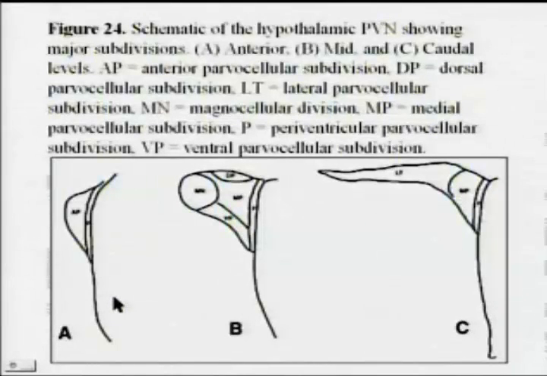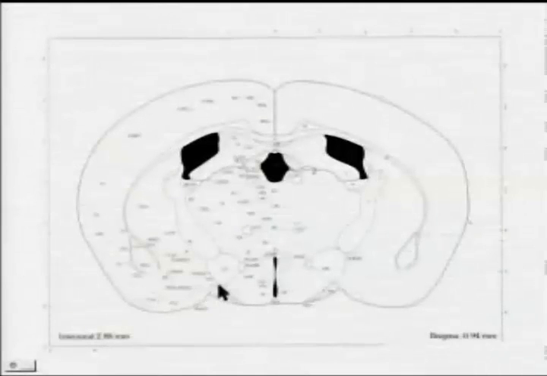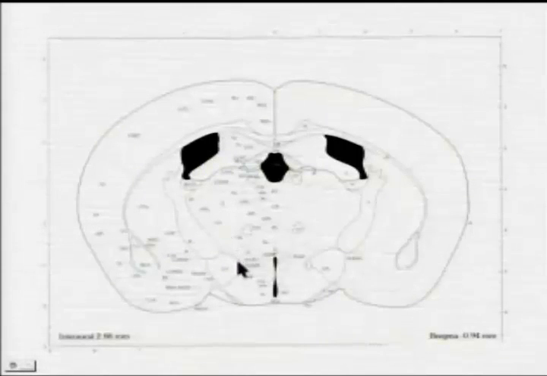Oh, I forgot to point out one thing on the previous slide. Notice the fornix here. It comes from the hippocampus, kind of a C-shaped structure. We saw it farther forward in the septum, and then it dives into the hypothalamus here and will continue all the way back, can be followed until it gets down to the mammillary bodies. So the fornix is an important landmark as well.